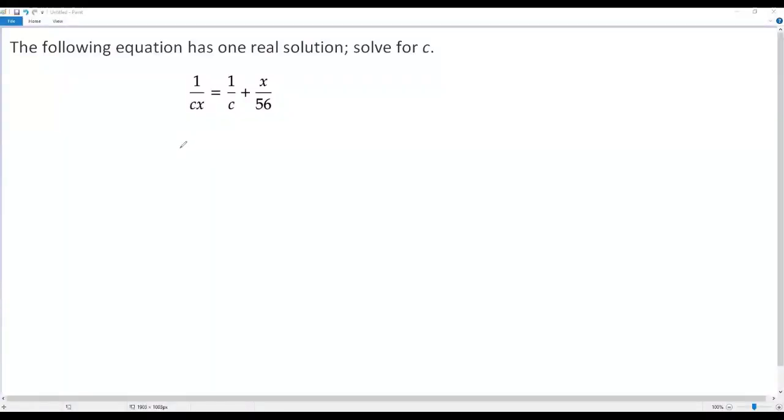Here is our SAT math problem. Okay, let's go to the question. The following equation has one real solution. Solve for C. Okay, now let me do some simplification in the given equation.